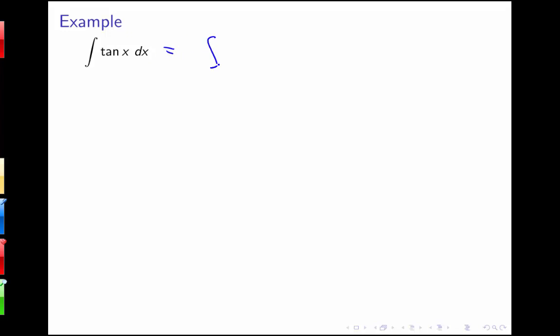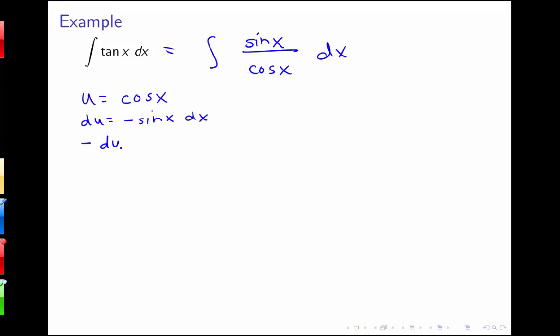Notice that looking at this right away, it might not seem obvious that the substitution rule would be helpful, but if we rewrite tangent as sine x over cosine x dx, then we can see that one of these functions is the derivative of the other. So we would use u equals cosine x, so that its derivative, up to a constant, is appearing next to it in the integral. If u equals cosine x, then du would be negative sine x dx. So we can say that negative du is equal to sine x dx.